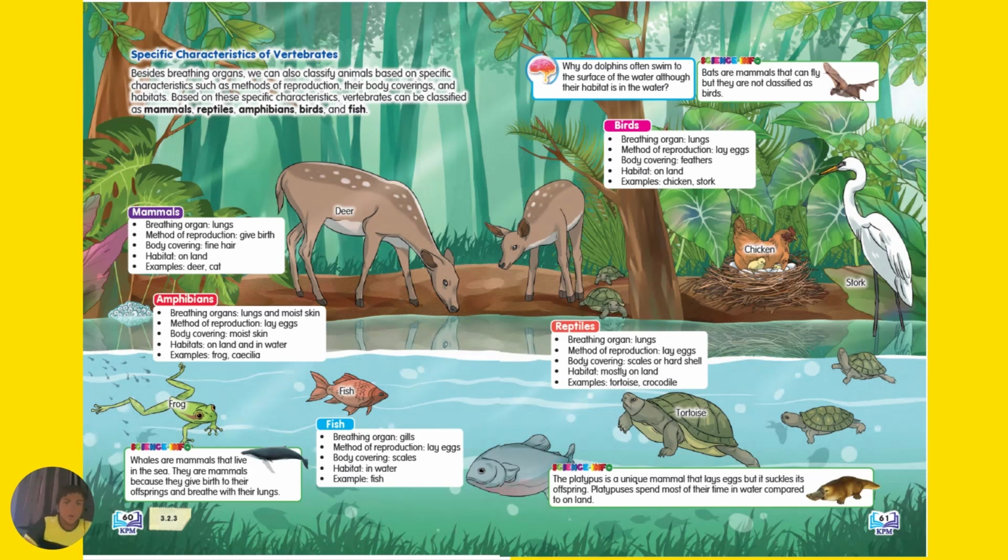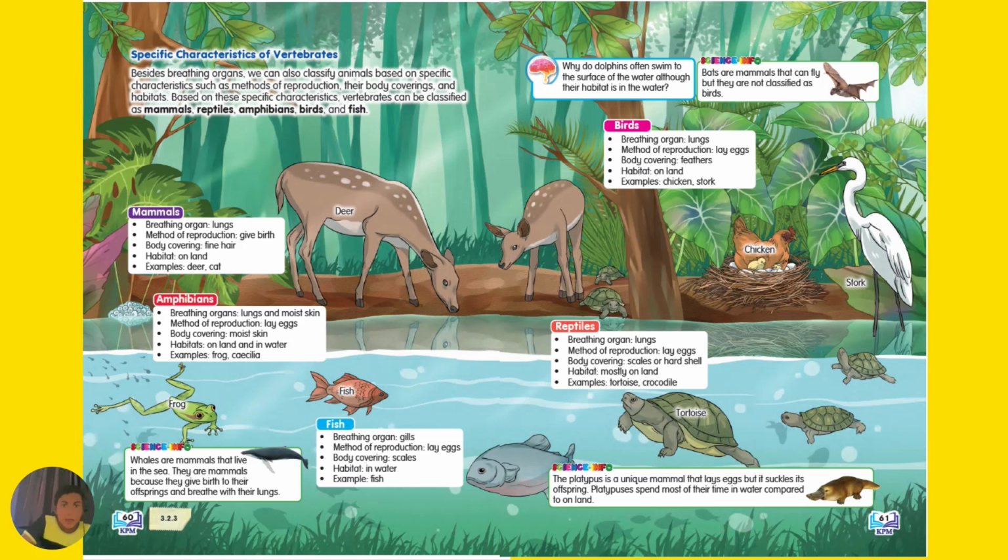So we already cover all these three things. Please remember again and again. Tolong hafal pun boleh. Mammals, breathing organ is lungs, reproduction is give birth, body covering is fur and hair, habitat on land. Example, ingatlah banyak kan. And amphibian also, what is the breathing organ of amphibian? You must remember. What is the method of reproduction of amphibian? You must remember. All the body covering of amphibians, you must remember all these things. Okay, these are the important notes that you must take note.